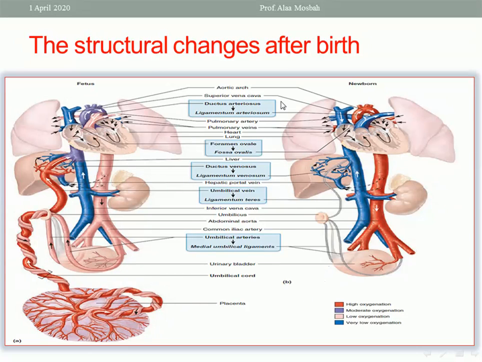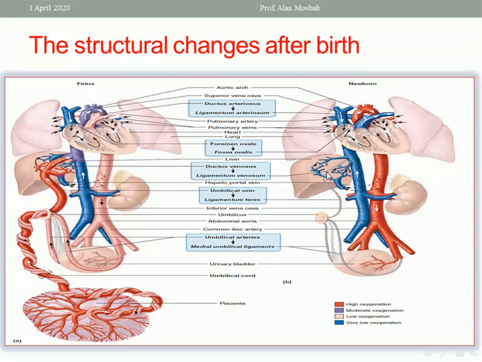Again, the foramen ovale between the two atria will be called fossa ovalis. Back to this picture, this is the name during fetal life, and this is after delivery. Foramen ovale will be fossa ovalis. What about the ductus arteriosus? It will be ligamentum arteriosum here. What about the ductus venosus? Here, the ductus venosus will be ligamentum venosum.